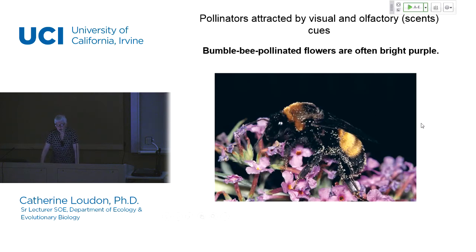Many of the flowers that are pollinated by bees are bright purple, and this is a characteristic of bumblebee pollinated flowers. This is a picture of a bumblebee that's completely covered with pollen. That's what all these little white specks are as it crawls around on these flowers, gets pollen all over its body, and then as it goes, it is spreading pollen to receptive flowers in its environment.